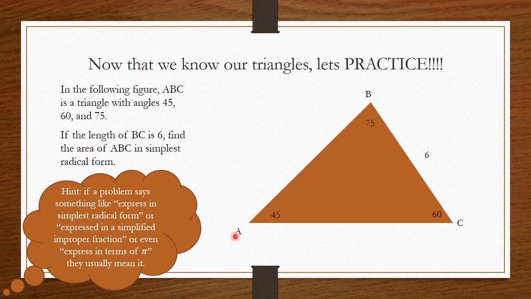In the following figure, triangle ABC has angles 45, 75, and 60. If the length of BC is 6, find the area. The trick to this is recognizing that if you draw a line from B to AC such that the line is perpendicular to AC, we divide this into a 45, 45, 90 triangle and a 30, 60, 90 triangle.